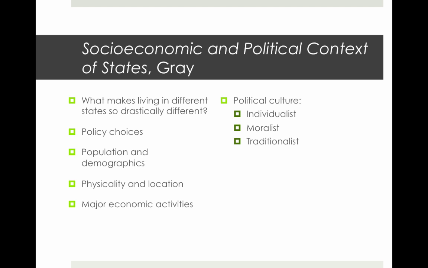civic-minded engagements. On the other end is this idea of a moralist political culture, where there is an idea of the greater good and programs to support that greater good. Examples of states like this would be California and New York, where there are larger social programs to support different populations and different concerns.